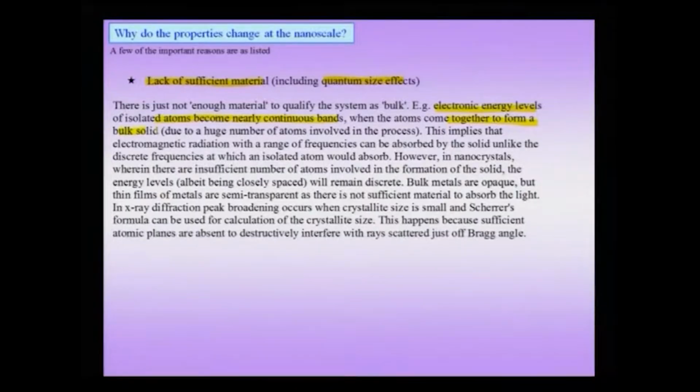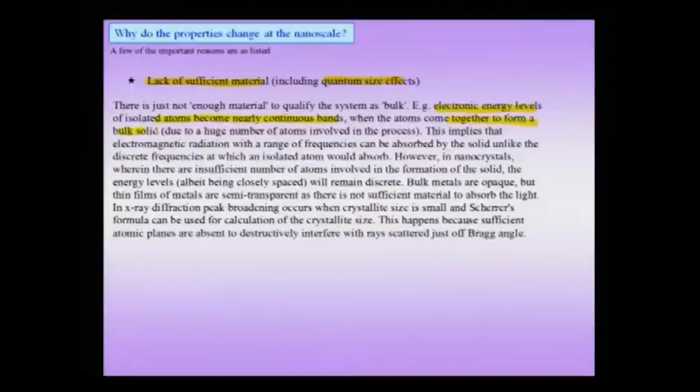As there are a huge number of atoms involved in this whole process, typically a mole or more, we can think of these energy levels to be so closely spaced that they are nearly continuous, or you might call it a continuous band kind of structure. This implies that electromagnetic radiation with a range of frequencies can be absorbed in the solid, unlike the discrete frequencies which an isolated atom would absorb. So, this range of frequencies being absorbed is purely an effect of the fact that there is a continuous band, and a band can accommodate many kinds of excitations.